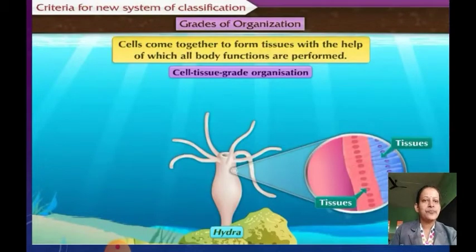Then we have cell tissue grade organization. Now, in this case, cells come together to form tissues with the help of which all the body functions are performed. That means cells have formed tissues, but these tissues are not yet well developed, and therefore this type of organization is called cell tissue grade organization. And this is shown by all the cnidarians, also called coelenterates. You can see the example here. This is one of the coelenterates or cnidarians. We are going to deal with Cnidaria today itself.